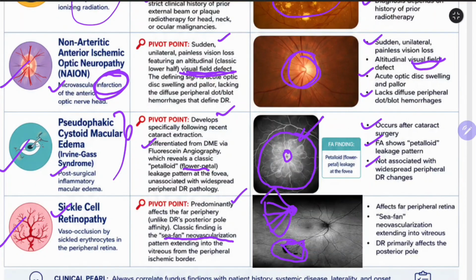Same type of thing you are seeing here, a sea-fan, and this will be extending to the center from the periphery. So that is a typical pattern in sickle cell retinopathy. It affects the far peripheral retina, and sea-fan neovascularization extends to the vitreous. Diabetic retinopathy primarily affects the posterior pole, whereas this is present in the periphery.